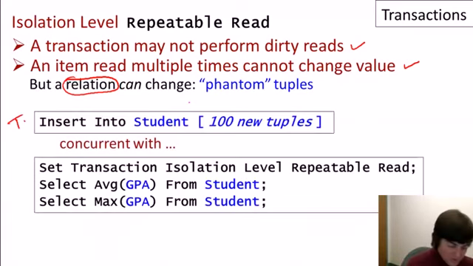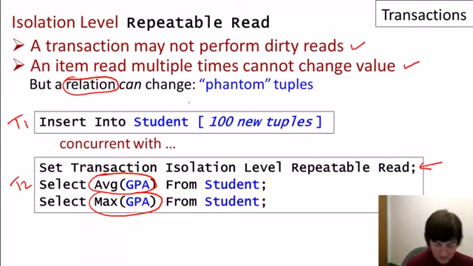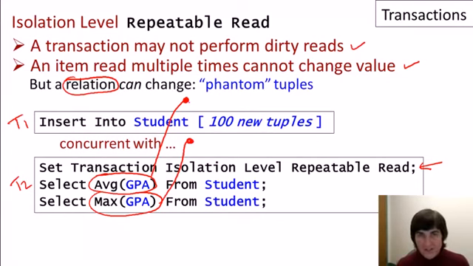Let's suppose our first transaction inserts 100 new students into the database, and that's run concurrently with our second transaction, which is at the repeatable read isolation level, and now we're just going to read the average GPA and we're going to follow that with the max GPA, similar to one of our earlier examples. Now, repeatable read actually does allow a behavior where this average is computed before T1 and this max is computed after T1.